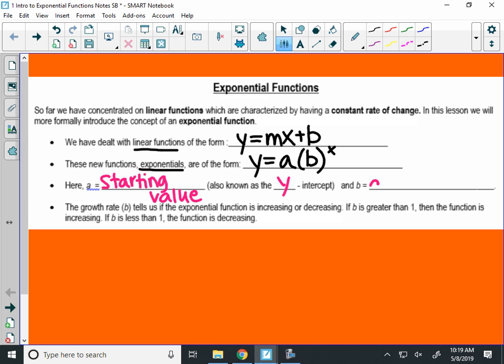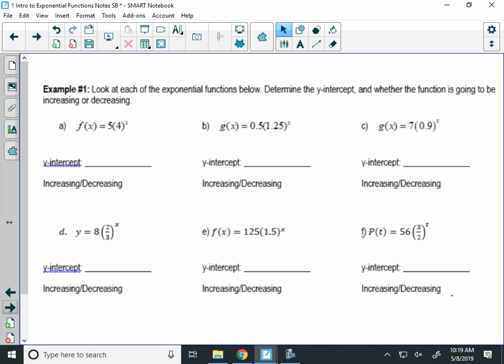B is what we call the growth rate. So the growth rate tells us if the function is going to be increasing or decreasing. When the growth rate is bigger than 1, we're increasing. If it's less than 1, we're going to be decreasing. So let's look at some examples. All we're going to do here to start is decide if we're increasing or decreasing and state the y-intercept.